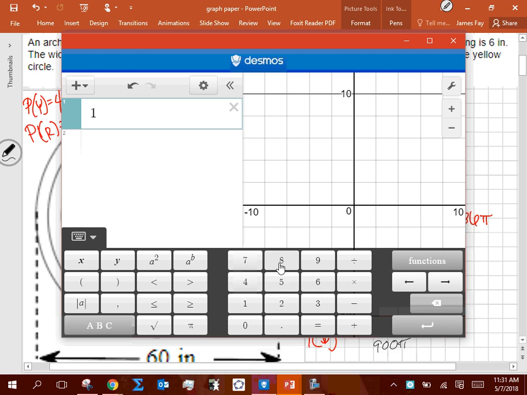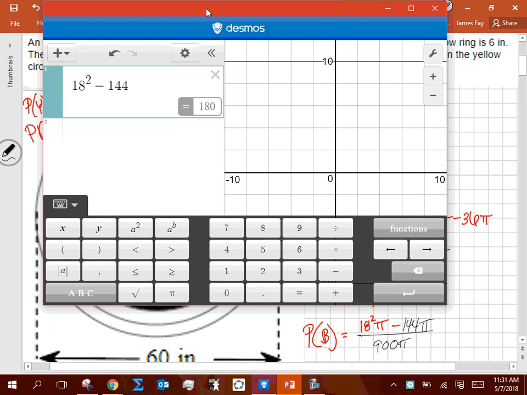18 squared is 324, isn't it? Okay. So 324 minus 144 gives me 180 pi up top. 180 then divided by 900 is 0.2.